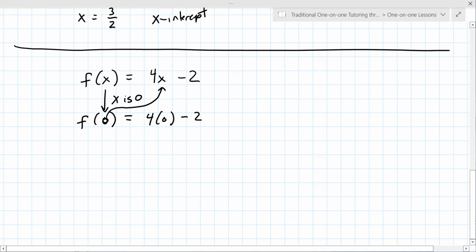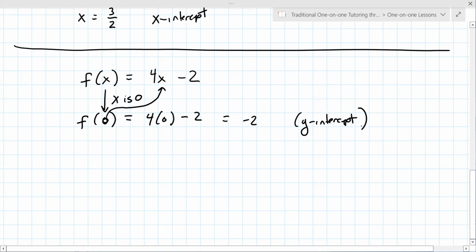So 4 times 0, 0 minus 2. Can you reduce that for me? Just negative 2. It's negative 2. And this represents the y-intercept. Yeah, the y-intercept. Okay.